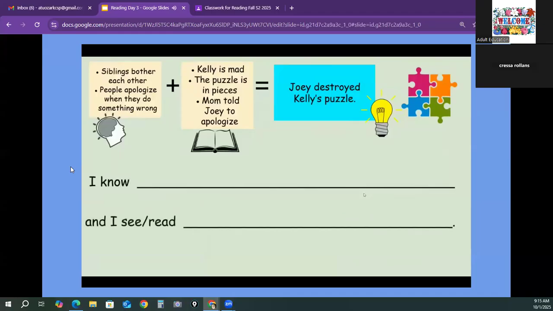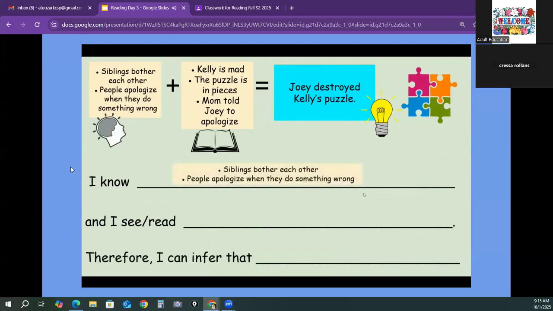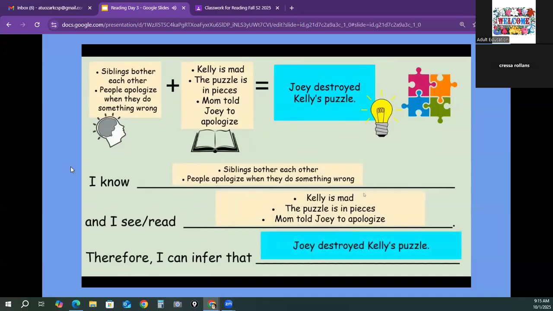I know blank, and I see and I read blank. Therefore, I can infer that blank. Let's practice. I know siblings bother each other and people apologize when they've done something wrong. And I read that Kelly is mad, the puzzle is in pieces, and Mom told Joey to apologize. Therefore, I can infer that Joey destroyed Kelly's puzzle.